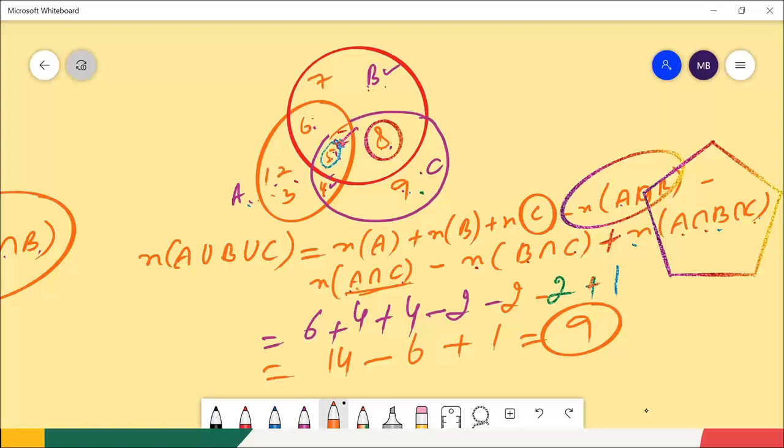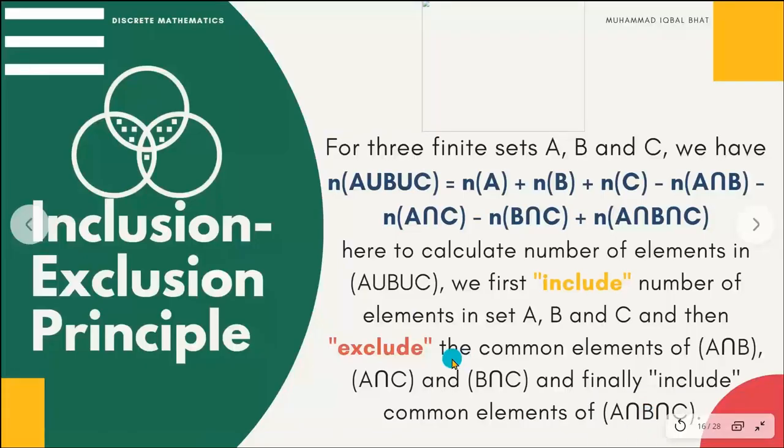And this inclusion-exclusion principle is a very important principle that tells us the number of elements in union of two or more sets. So now you understand why we are including some areas and then excluding some areas and then including some areas once again.